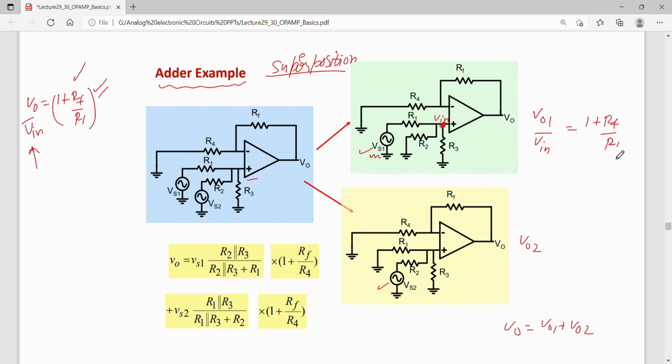So for finding out the output, I need to find out Vin, that is the input which is going into the op-amp at this point. For finding the input at this point, I need to apply the voltage divider, because this Vs1 is dividing on the parallel combination of R2 and R3 and R1. So we can use the voltage divider scheme to find out Vin.